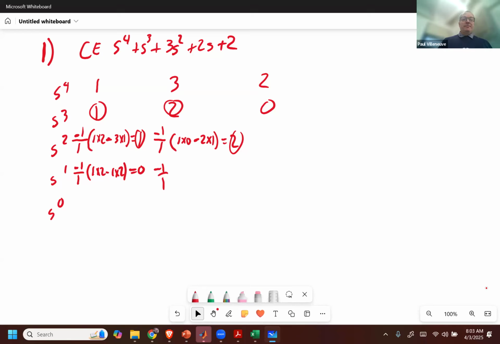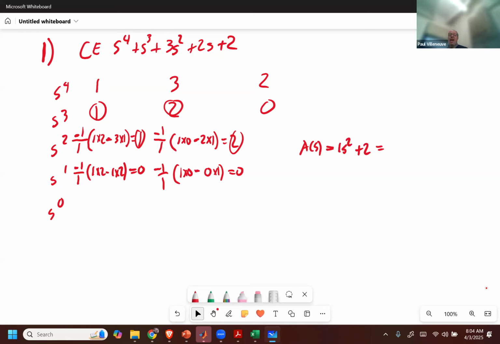-1 over 1. We have, sorry, 1 times 0 minus 0 times 1. What do you know? We have a row of zeros. So I'm not substituting in epsilon. I have to find my auxiliary equation. And I go to the S2 row to find my auxiliary equation, which is 1s squared plus 2, right?